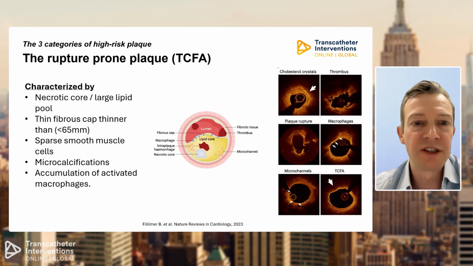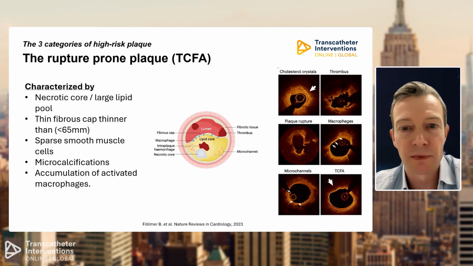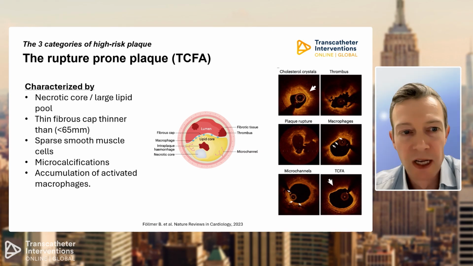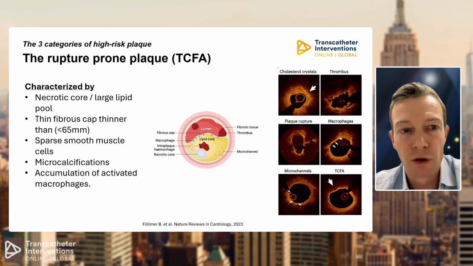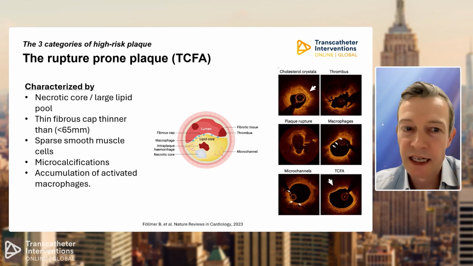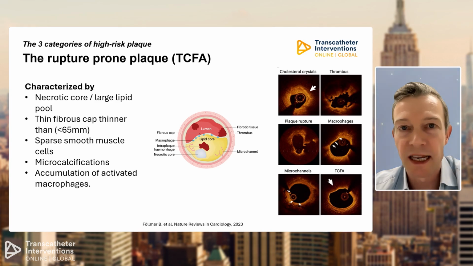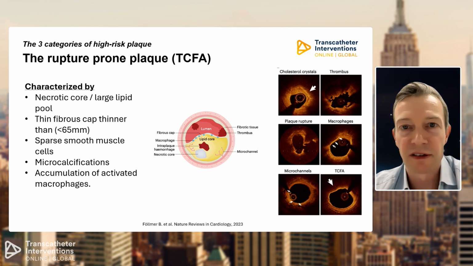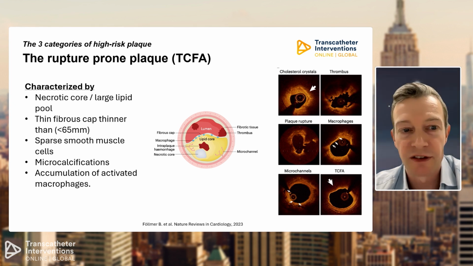So when we look into each of the individual types of plaque, we'll start with the most frequent one and probably the most well-known one, which is the thin cap fibroatheroma, or simply called TCFA, which is characterized, as all of you know, by a large necrotic core, large lipid pool, and a thin fibrous cap. On pathological data, it is identified as a cap with a thickness less than 65 micrometers, sparse smooth muscle cells, and there may be microcalcifications and the accumulation of activated macrophages.